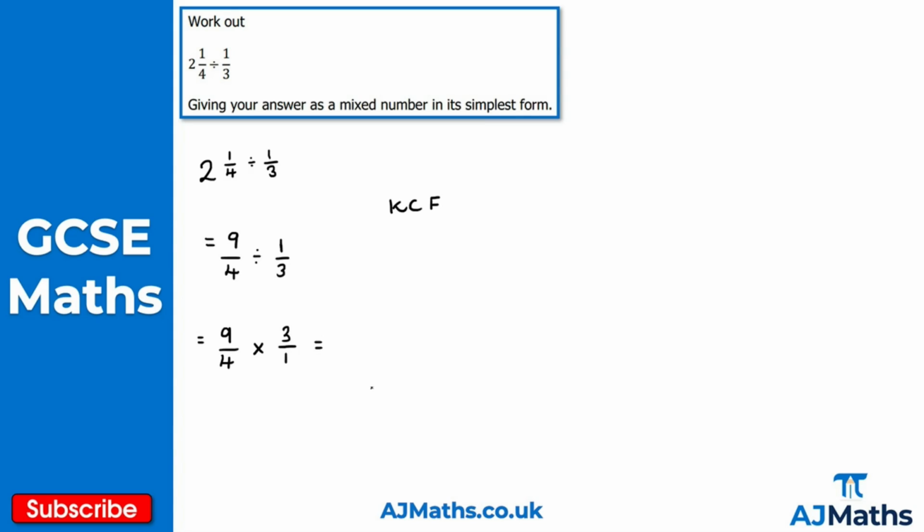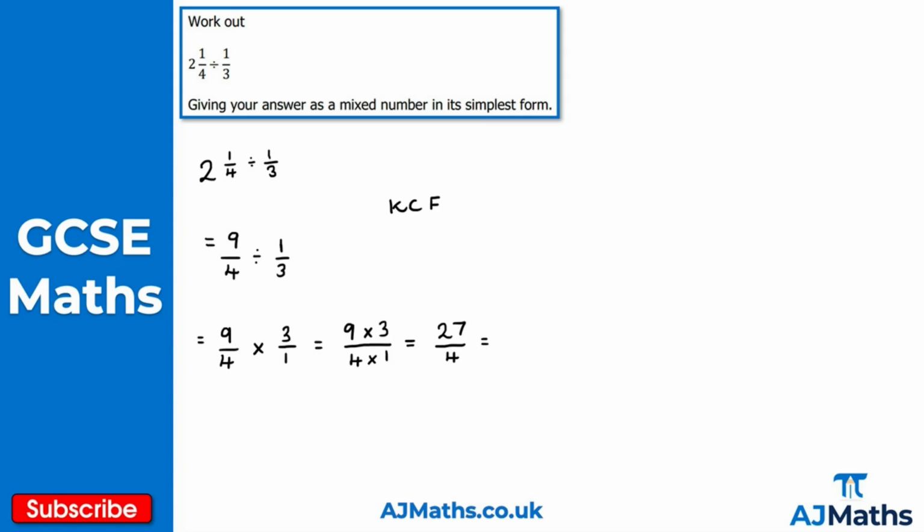And now what we do here is we just perform the multiplication. So 9 times 3 is our numerator. And then for the denominator here, it's going to be 4 times 1. So 9 times 3 is 27. 4 times 1 is 4. We get 27 over 4 here. So we're not done here because we need to give this now as a mixed number in its simplest form.